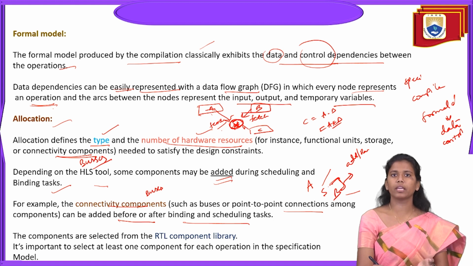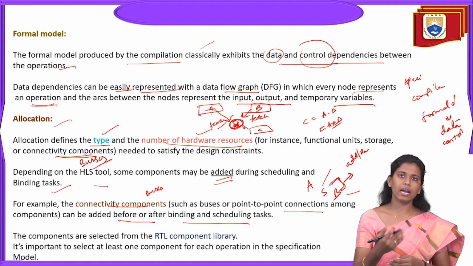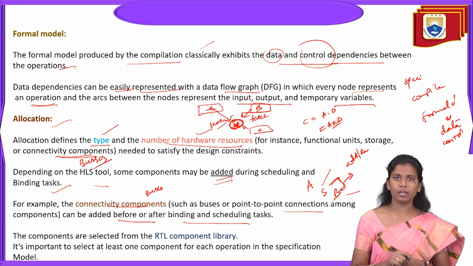Allocation is something that you are giving. Whatever you are giving, it could be in terms of connecting types, or in terms of memory elements or storage elements. And all these things will be done before or after the scheduling or binding task, and not in between the scheduling and the binding task.